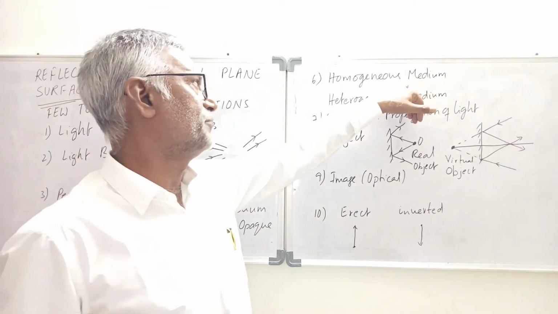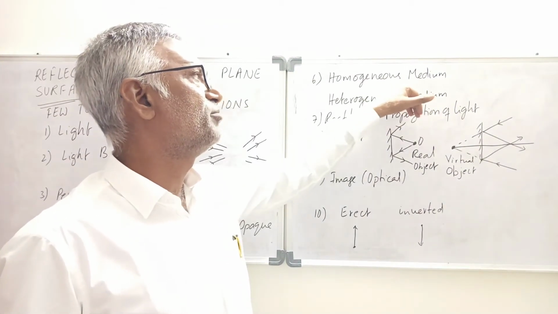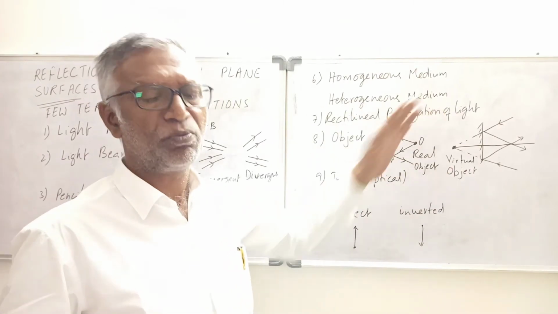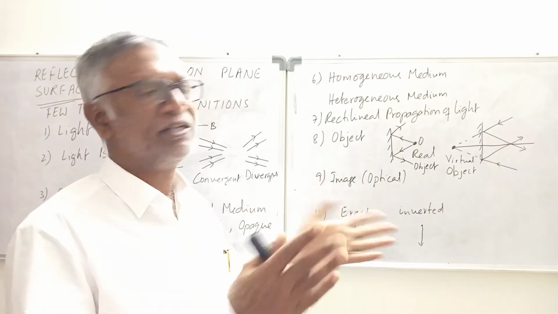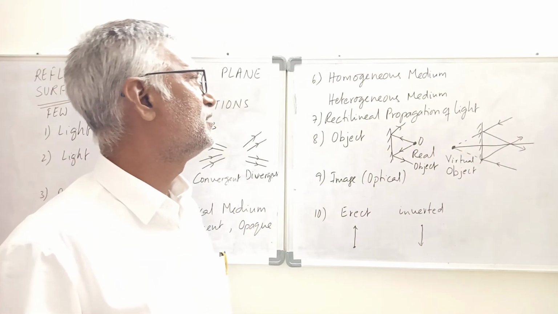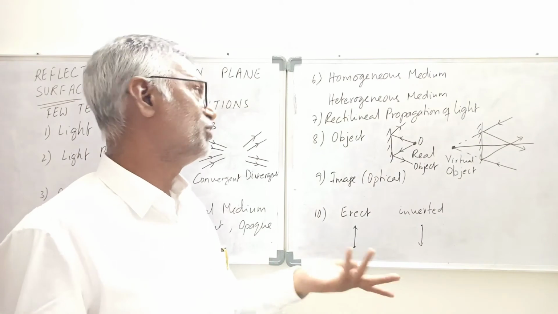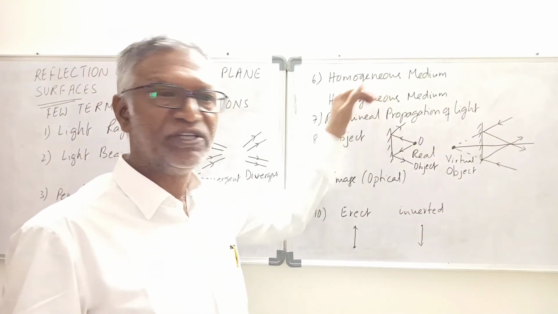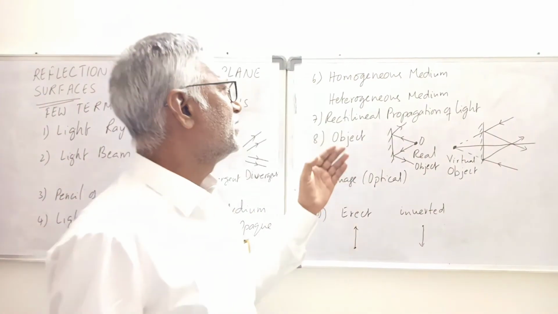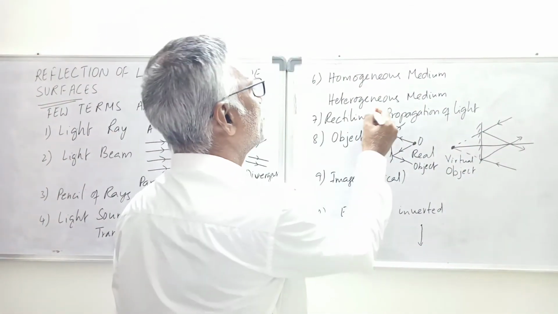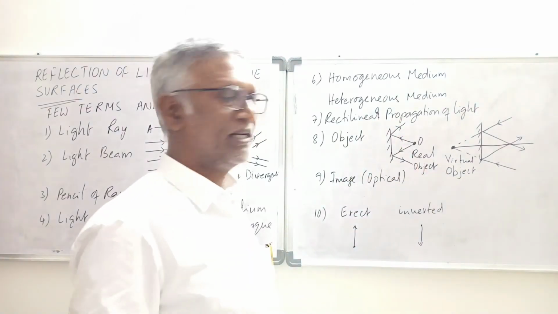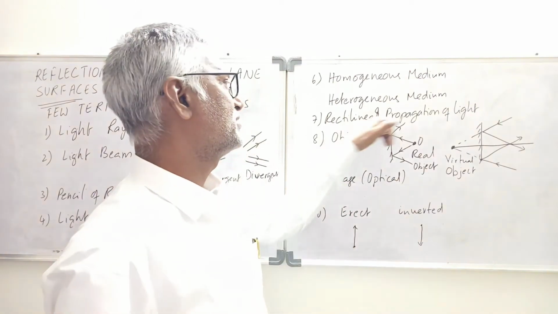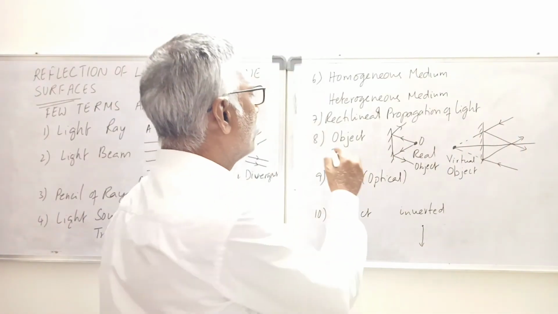Then homogeneous medium and heterogeneous medium. Homogeneous medium means the properties will be the same in all the directions, and heterogeneous medium means the optical properties will be different in different directions. Generally air is a homogeneous medium. You can treat air as a homogeneous medium and glass as a homogeneous medium. And next one is rectilinear propagation of light. So we are assuming the light will travel in a straight line. That's all. That is rectilinear propagation of light.